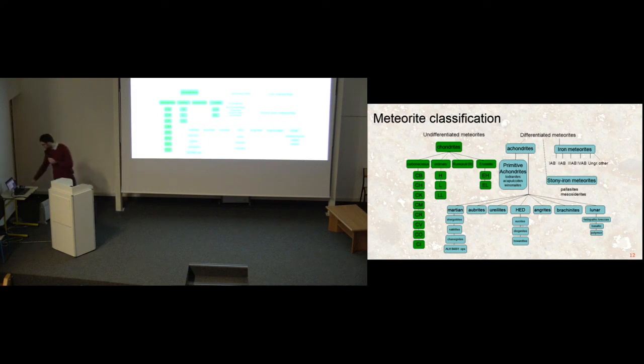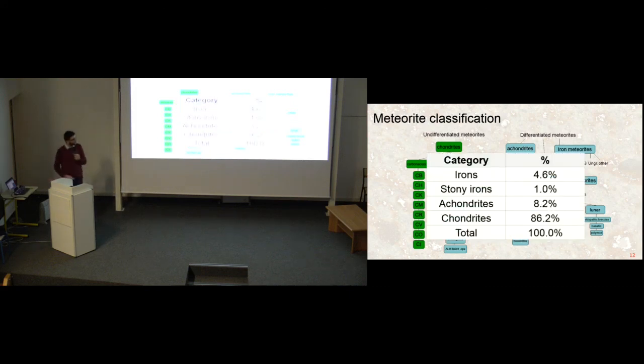If you look at the chart, we see that the majority of the meteorites that we have are chondritic meteorites, which are the most primitive meteorites in our collection. And among chondritic meteorites, the majority of them are ordinary chondrites, which are in three main groups that I'll show.